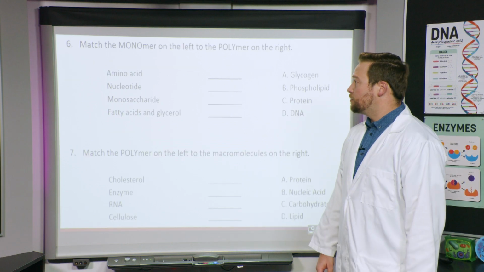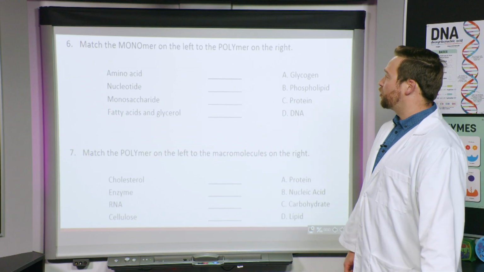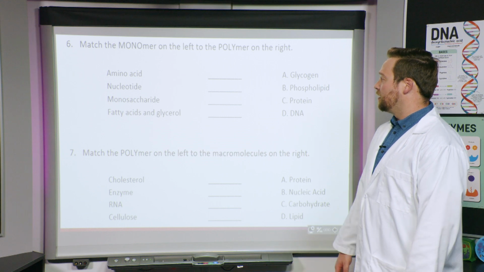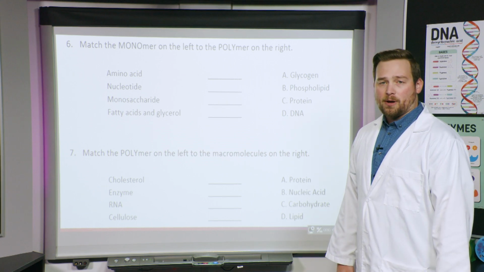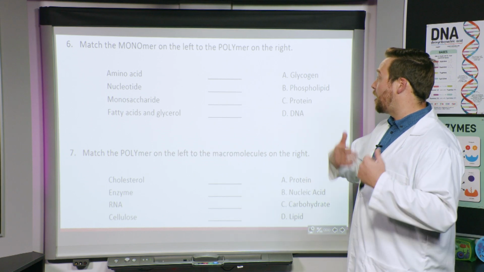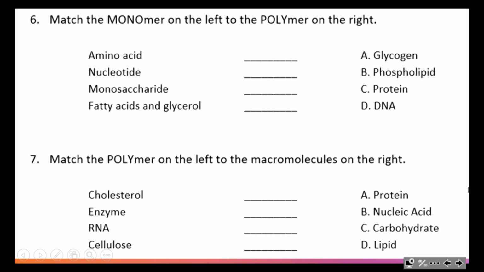All right, so 6 says to match the monomer on the left to the polymer on the right. Okay, so to get us started with number 6, the first one says amino acid. Amino acids make up what? Amino acids make up proteins, so it's going to be letter C here. All right, the next one is nucleotides. Nucleotides make up nucleic acids. Do we see a type of nucleic acid on the right? We do. DNA is a type of nucleic acid.